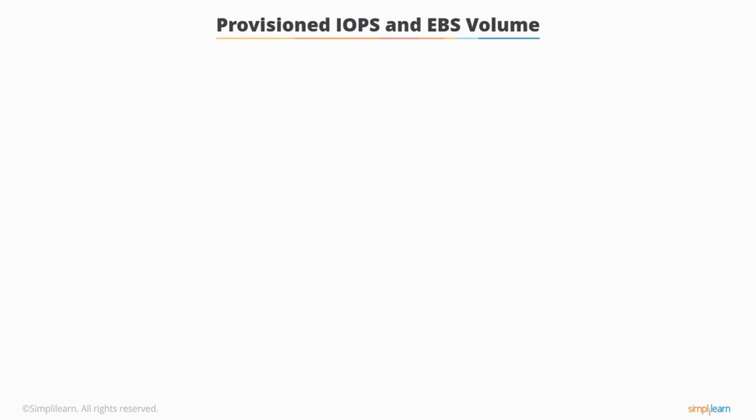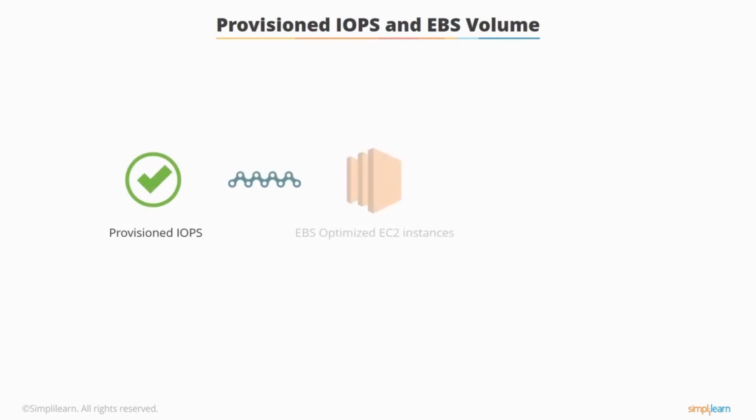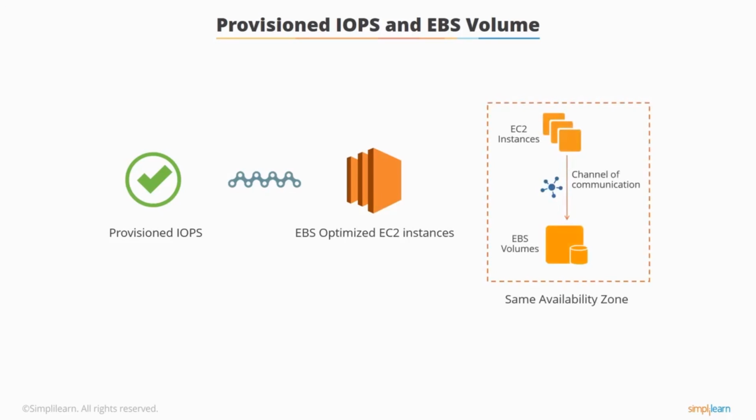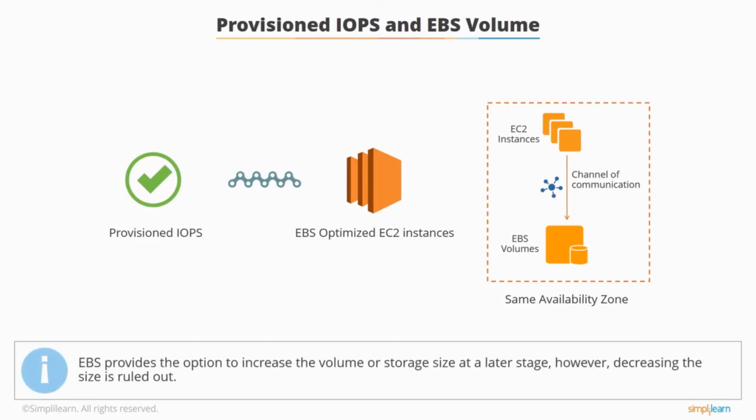If the user wants to take full advantage of the provisioned IOPS, then it should be connected to AWS-specified EBS-optimized EC2 instances. These instances have a focused channel of communication within the same availability zone to EBS volumes attached to the instance. While creating an EBS volume, you need to specify the size in gigabytes. Moreover, EBS provides you with the option to increase the volume or storage size at a later stage, but decreasing the size is ruled out.